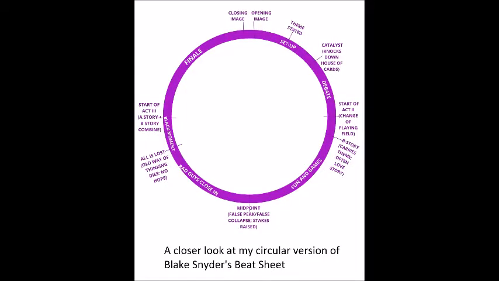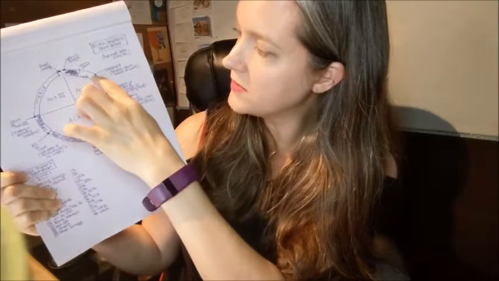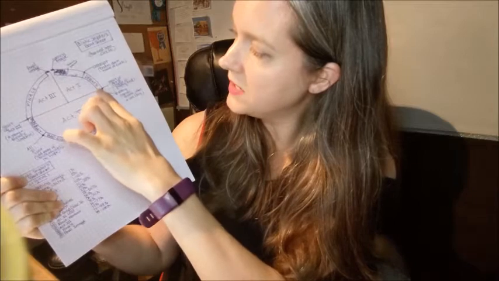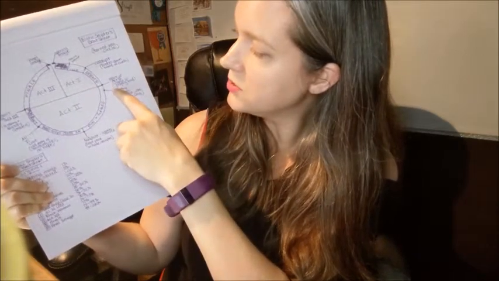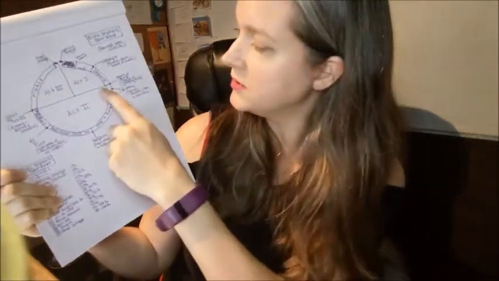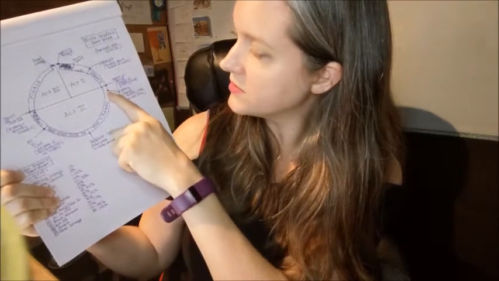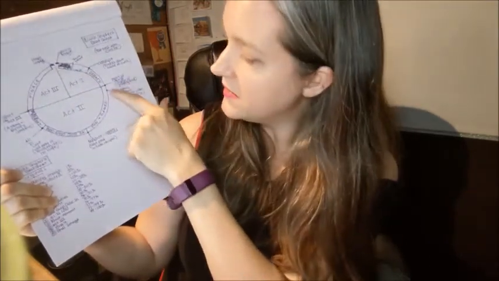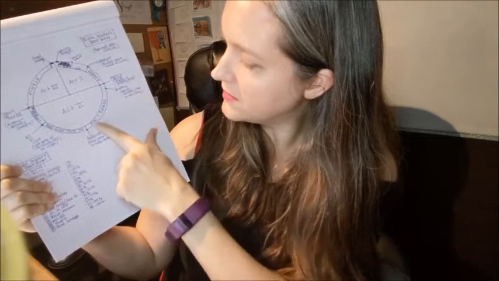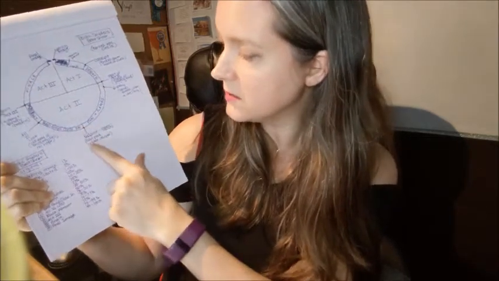So it starts here and I made it go clockwise. So you have the opening image, the setup goes from 1 to 10%, the catalyst is right around there, then this is the debate period, then this is the start of Act 2 where the change of playing field, then the B story comes in right after that at about 27%, and then this whole section from 25 to 50 is fun and games. There's the midpoint, which is where the stakes are raised, there's a false peak or a false collapse. Then from 25 to about 70 is the bad guys close in.